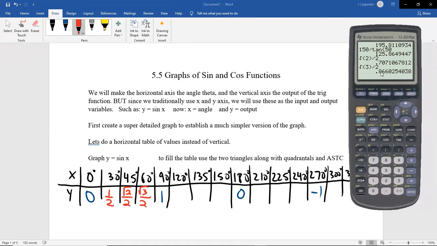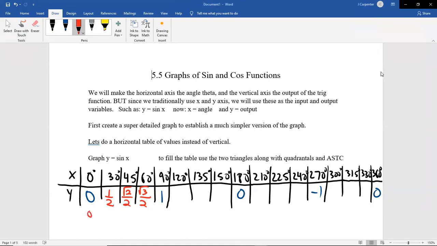It's not a great way of doing it, but what I'm saying is this is 0, this is 0.5, this is about 0.7, this is about 0.9, and then 1. We are going from 0 to 1. What's going to happen between 90 and 180 degrees? Our y values went from 0 to 1. They're going from 1 back to 0.